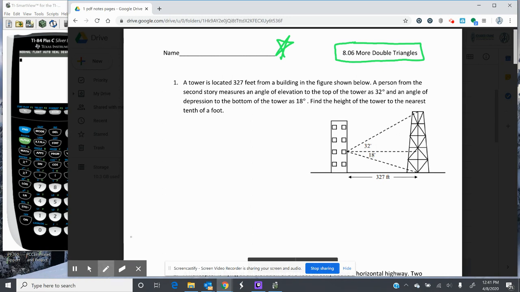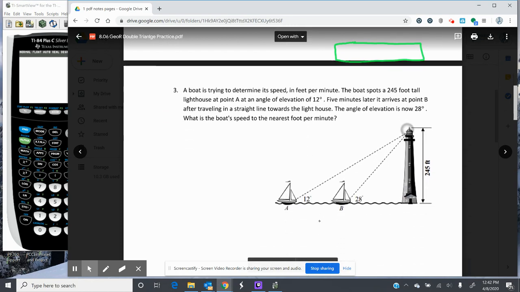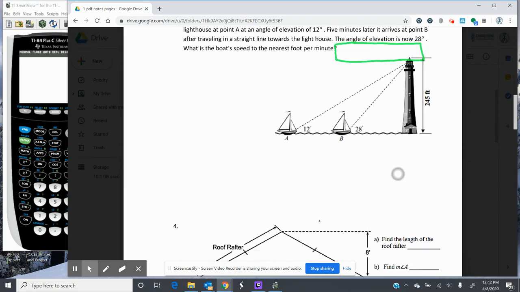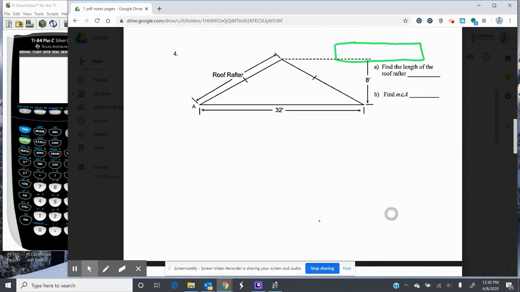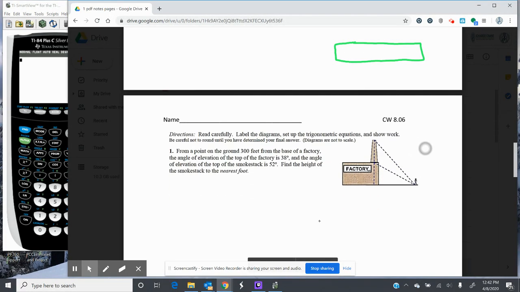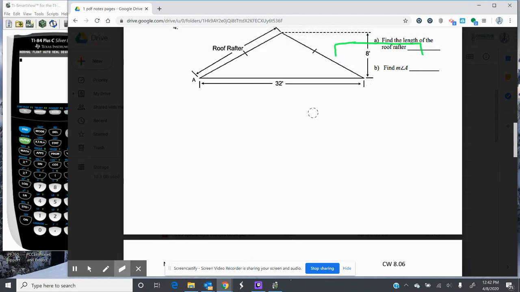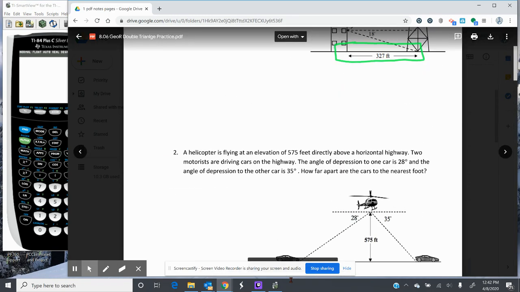So what we're going to do is the first two pages here, 8.06, more double triangles. We're going to do this page. And your homework is actually going to be the classwork assignment that's attached. So I'm going to give you some hints along the way as we go through these notes. So please join me at the top here.